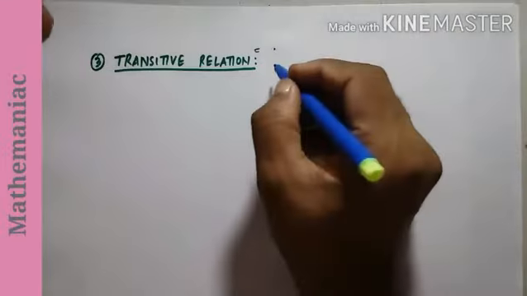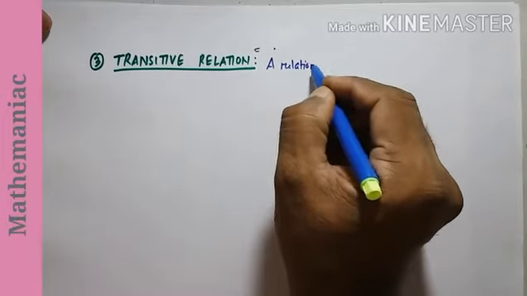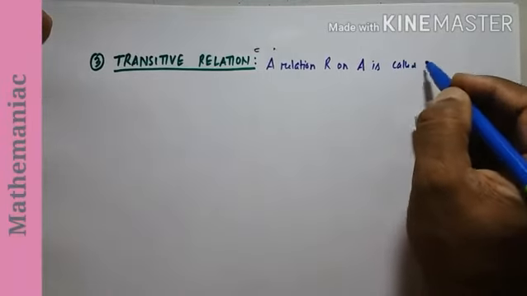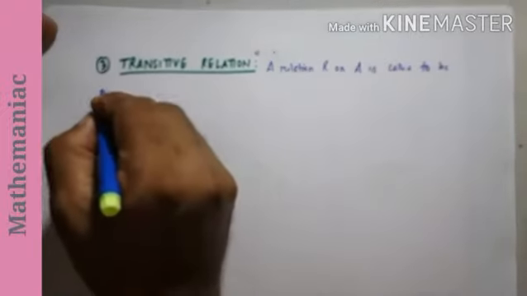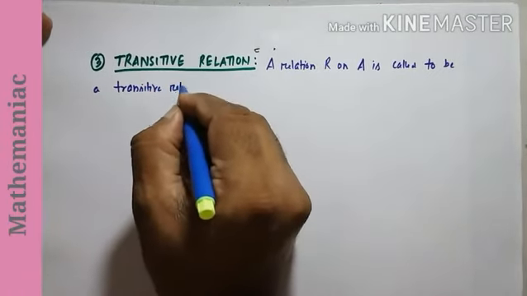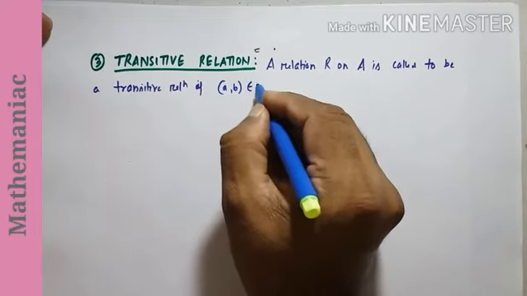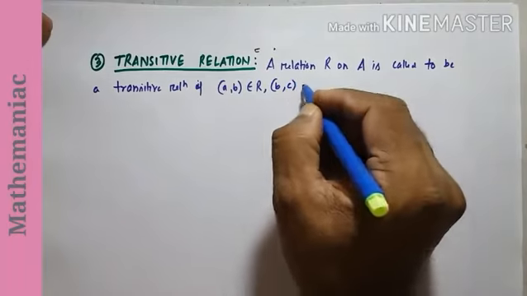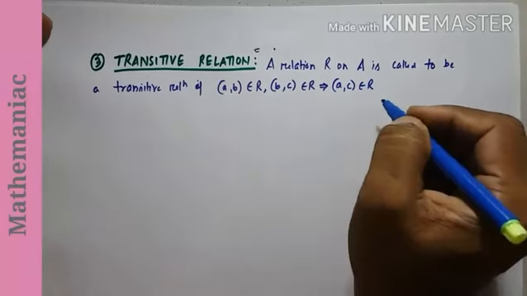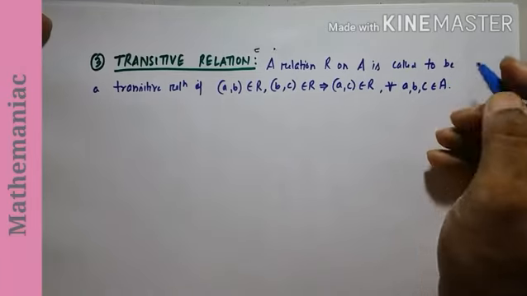So you will be able to understand now if I write the definition. A relation R on A is called a transitive relation if (A, B) belongs to R and (B, C) belongs to R implies (A, C) belongs to R, and this should happen for all such triplets belonging to the set A.